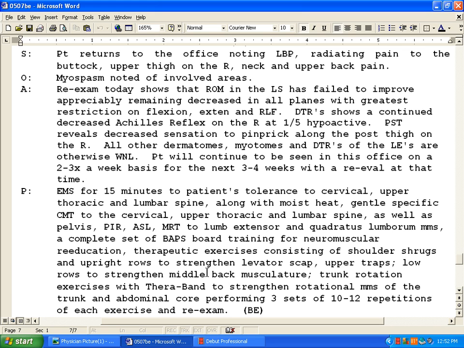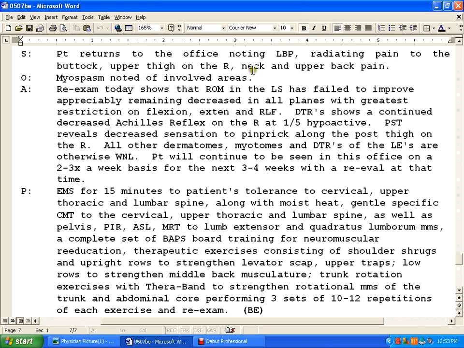And then, as the doctor dictates, just like this one, patient returns to the office, noting LBP, which stands for low back pain, but that's the way we do it. Radiating pain to the buttock, upper thigh on the right, but we put on the R. That's the abbreviation for right. But if we put right radiating pain, then we would type out the word right, R-I-G-H-T.